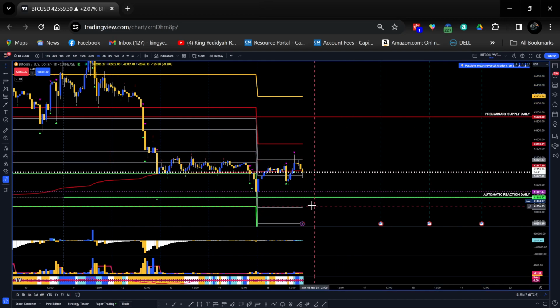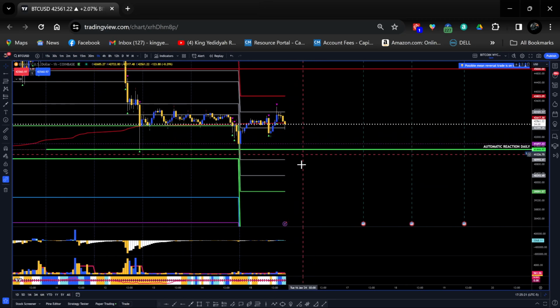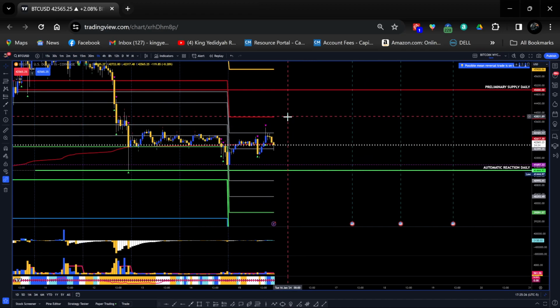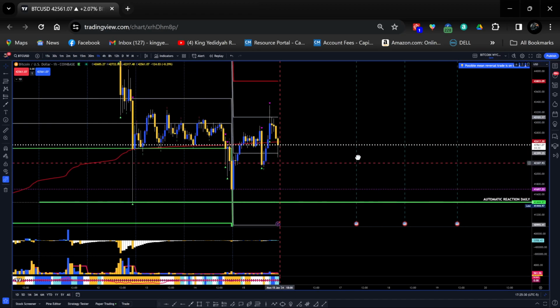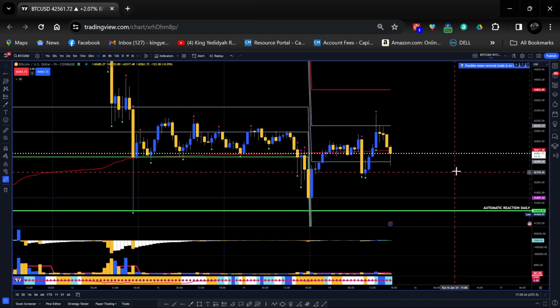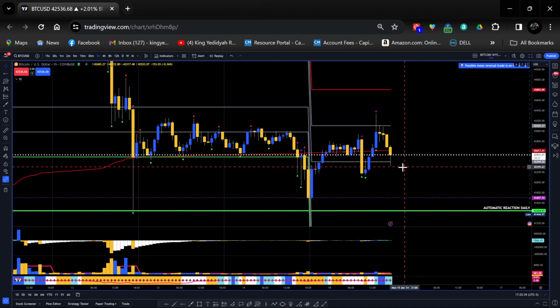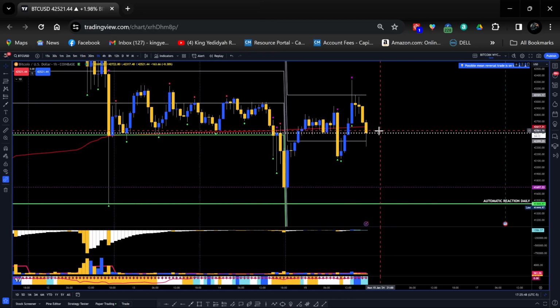Okay, I see it. So that's what I'm thinking so far. It's either we break down 41,444 or we head back up to test Camarilla R3. And on this lower time frame, we're already breaking this upper deviation band right here at 42,617. You can see we're getting a little buying coming in here again. Are we gonna retest that and fail? To me, that's a signal right there.